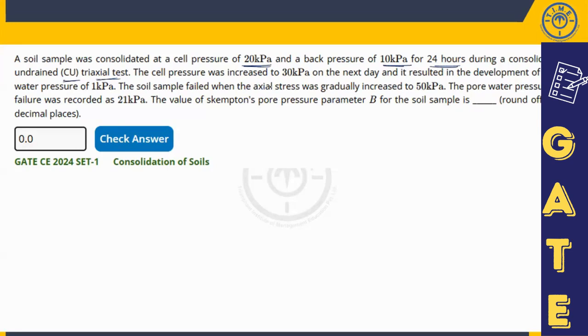On next day, what happened? The cell pressure was increased to 30 kilopascal. It resulted in development of pore water pressure of 1 kilopascal. The sample failed when the axial stress was gradually increased to 50 kilopascal. The pore water pressure at failure was recorded as 21 kilopascal. Skempton pore pressure parameter B for the soil sample is dash.